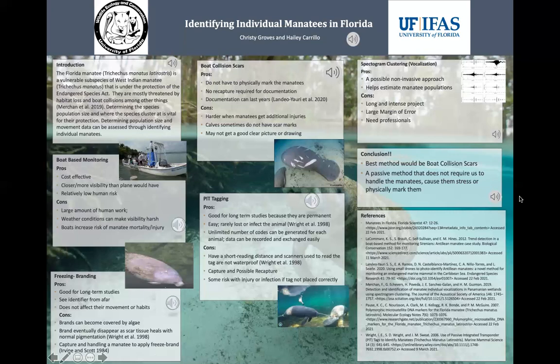Overall, we think the best method to identify individual manatees in Florida is by using boat collision scars. We deem this method the best because it is the least intrusive of them all. Unlike freeze branding and PIT tagging, you don't actually have to interact with the animal to get good data on it.